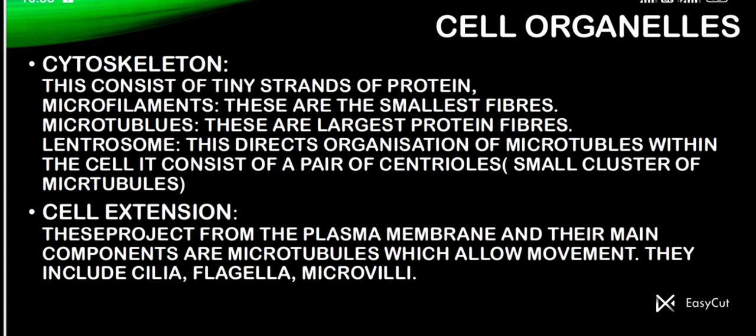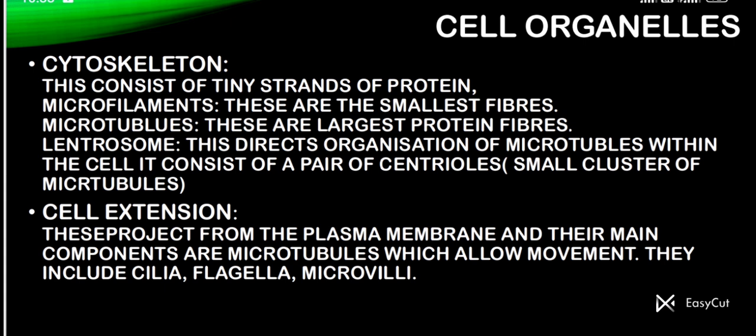Microfilaments are the smallest fibers. Microtubules are larger protein fibers. The centrosome is a group of microtubules. It has a pair of centrioles. Centrioles are small groups of microtubules. The last thing is cell extensions.